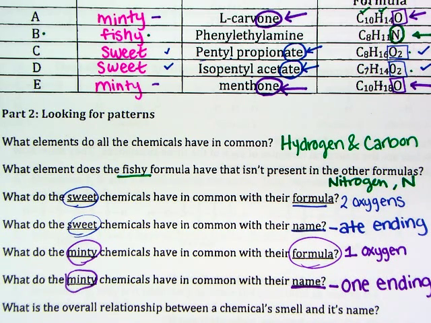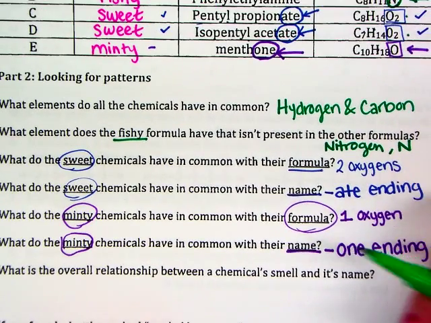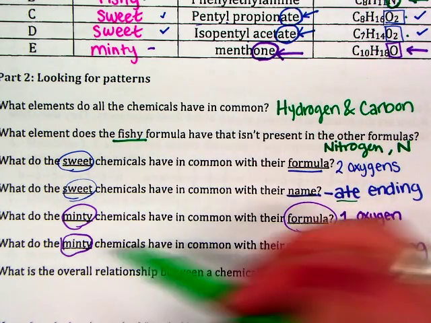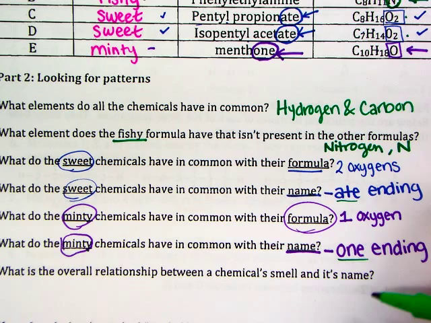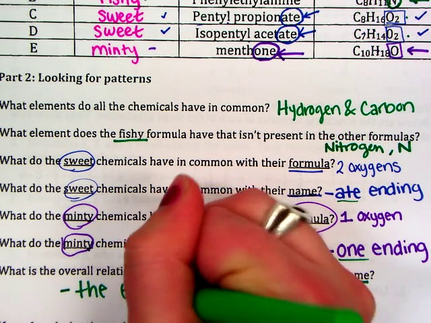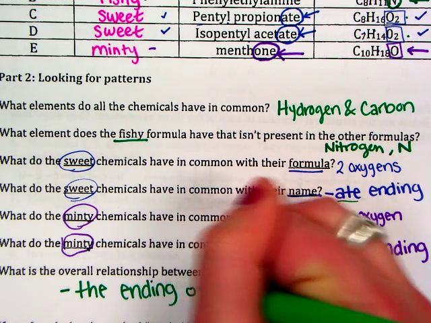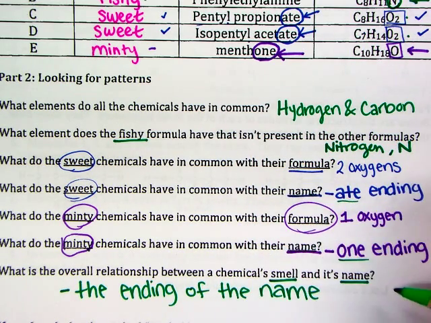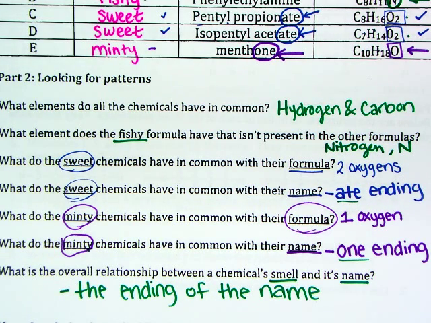What is the overall relationship between a chemical smell and its name? Well, looking at the sweet smell chemicals and their names, they had an ate ending, while the minty chemicals had an own ending. The overall relationship between smells and names is the endings of the name. Depending on the ending of the name of the chemical, we're able to distinguish the type of smell it will have.